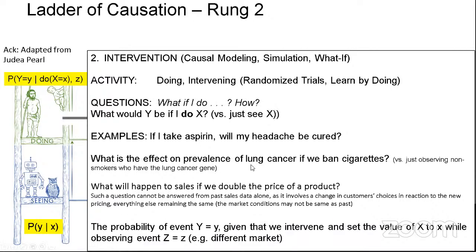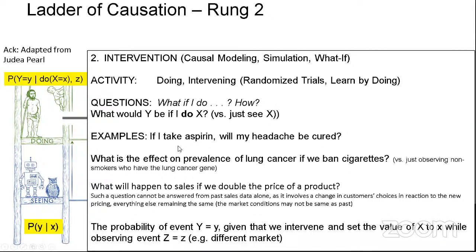Or what is the effect on the prevalence of lung cancer if we ban cigarettes, versus if you just observe that non-smokers who have a lung cancer gene also get cancer? Now the challenge here is, you may be amazed by this, but this data on lung cancer from cigarettes was available since the 1950s. But the statisticians kept squabbling over whether it actually means that lung cancer is caused by cigarettes. They did not have the kinds of models which would tell you the probability of lung cancer given somebody smoking cigarettes, or what happens if you ban cigarettes. So this was the work of Judea Pearl with Bayesian belief networks, which led to solving some of these problems.